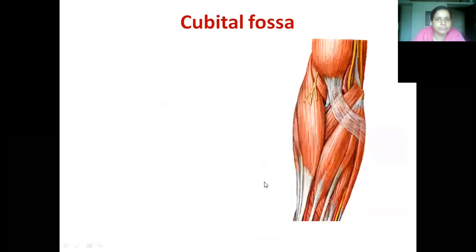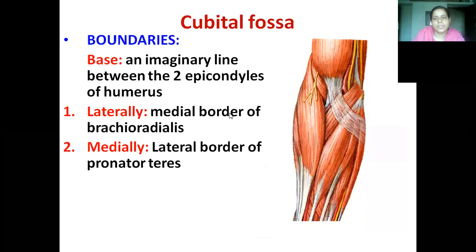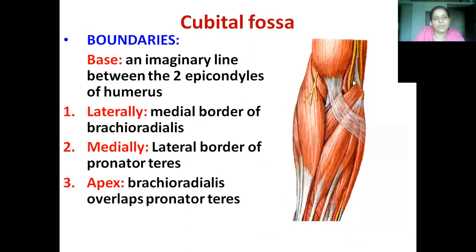Then the cubital fossa boundaries: the base is this plane, an imaginary line between the medial and lateral epicondyles of the humerus. Laterally you have the muscle brachioradialis. This whole is brachioradialis, and this is the medial border of brachioradialis. This side is the medial side of the picture and this side is the lateral side. And medially you are finding the lateral border of pronator teres.